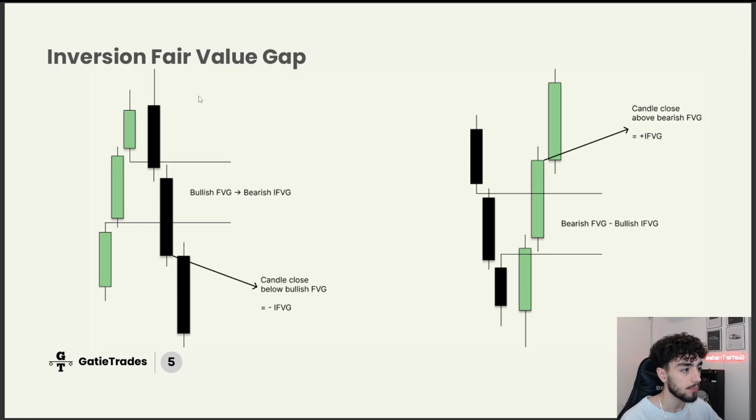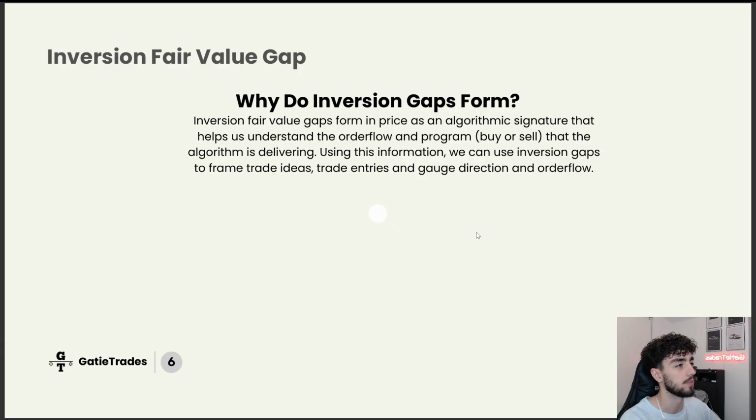So this is what it looks like. Bullish FVG turns into a bearish inversion. It is depicted by this candle close below the original bullish fair value gap, therefore an inversion fair value gap. Over here, a candle close above a bearish fair value gap transforms this into a bullish inversion, meaning this bearish fair value gap is now a bullish inversion fair value gap.